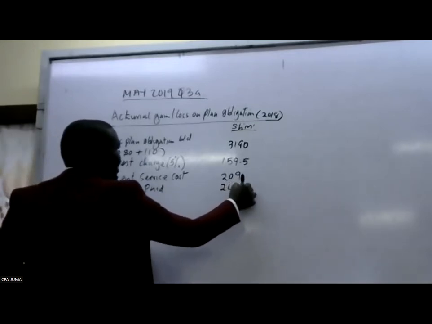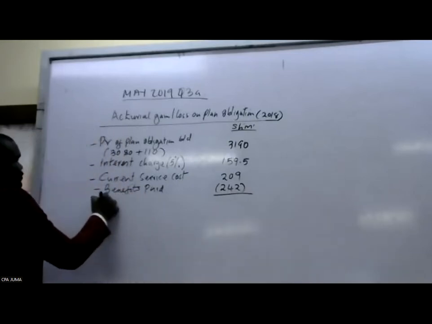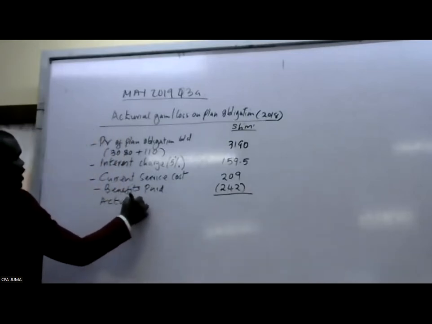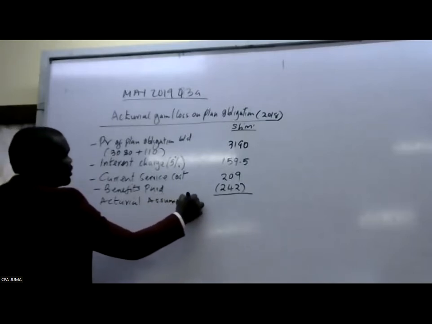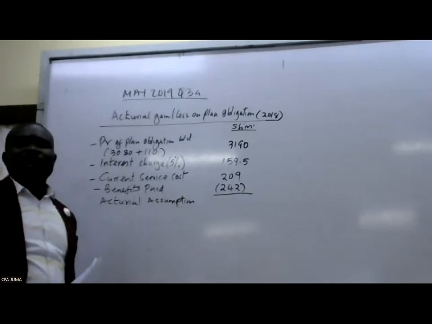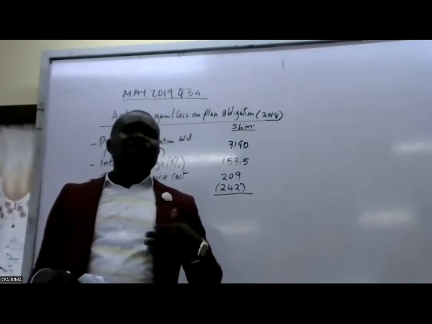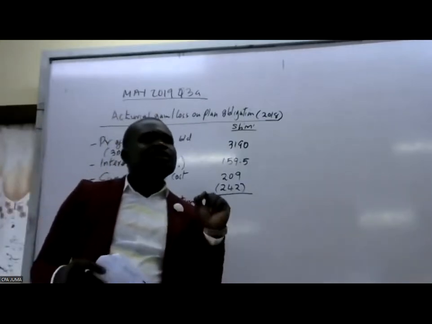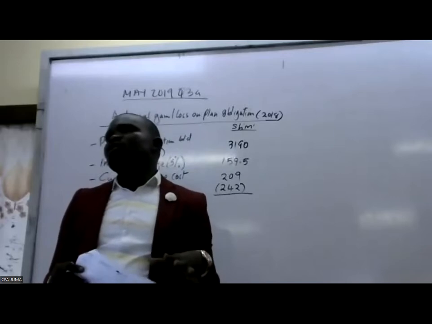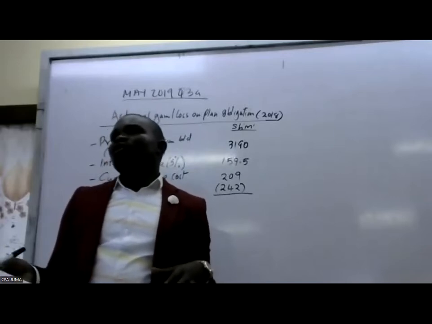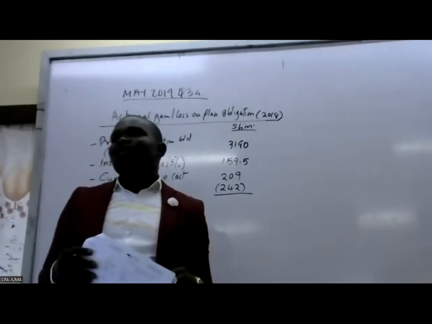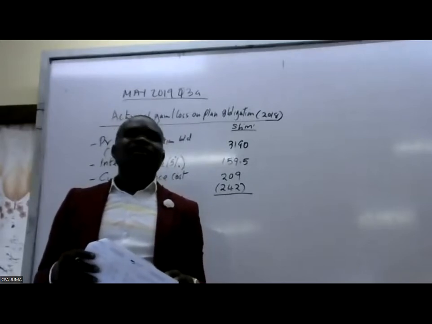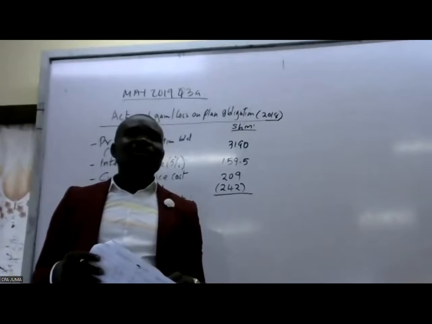242. So the actuarial assumption, why do we call it actuarial assumption? Who has seen someone saying here insurance? The person comes and tells you if you do this, you will be able to get this and that.